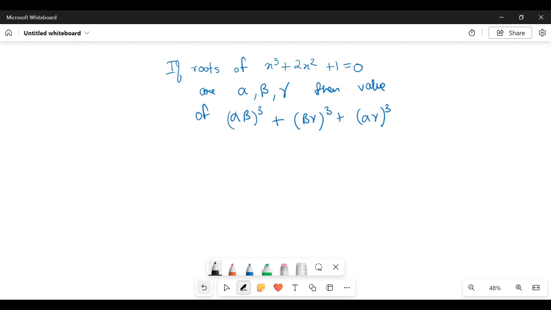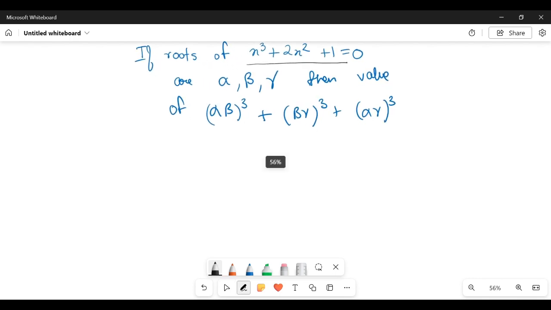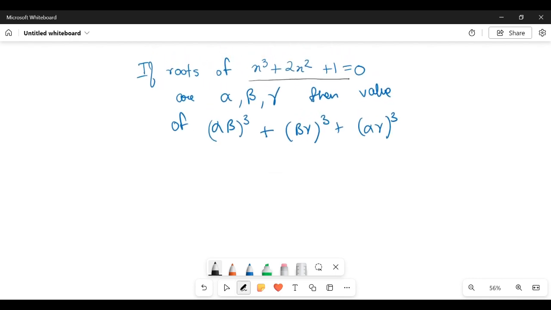The problem says: if the roots of x cube plus 2x square plus 1 is equal to 0 are alpha, beta, gamma, then what is the value of (alpha beta) whole cube plus (beta gamma) whole cube plus (alpha gamma) whole cube? Like I always say in mathematics, you need to know what tools you have and where you want to reach. And using those tools you have to reach your destination, right?